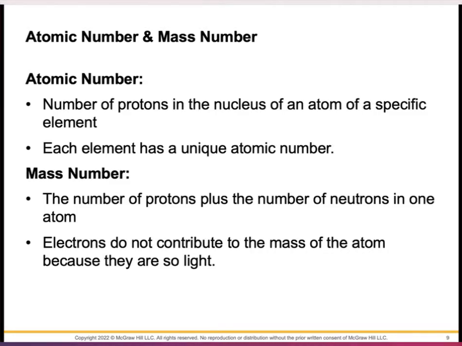The element's mass number, on the other hand, is the sum of the number of protons and neutrons within the nucleus. It is the adding of your protons and your neutrons together within the nucleus. That is your element's mass.